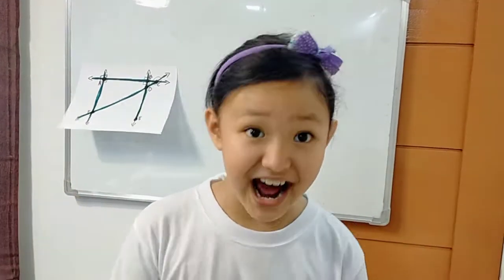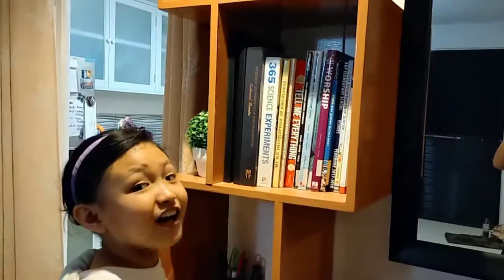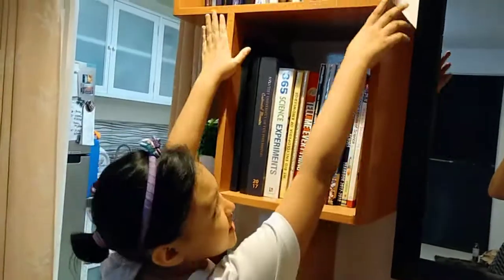For my last activity in my performance task, I am going to look for anything in my house that has examples of perpendicular, parallel, and intersecting lines. Let's go. First, these two bars are parallel lines. They do not intersect with each other. Also, the side of our bookshelf. Look.